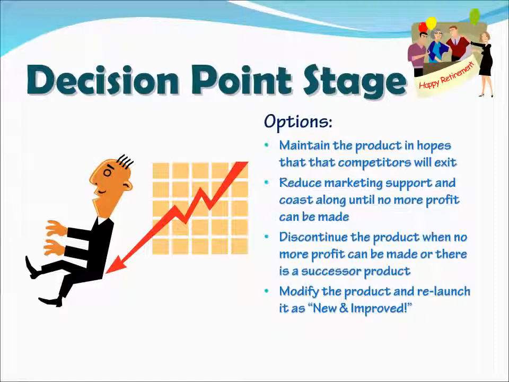Two, reduce your marketing support. Right? Coast along until there's no more profit. Right? So you can't make anything else. You've reduced all of your costs associated with it, and therefore you're just waiting out the days until that time comes. Three, discontinue the product. Stop producing it. Stop making it. Right? If there's no profit that can be made, then it might be time to just end it.